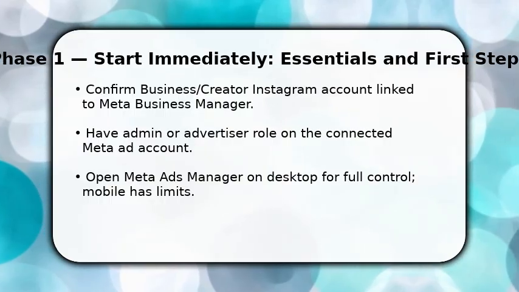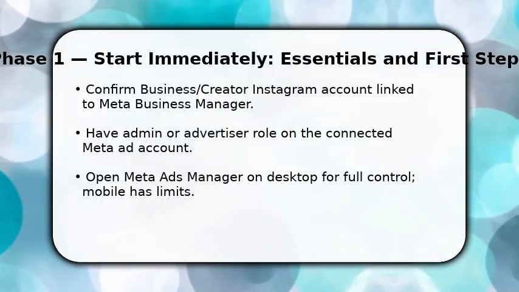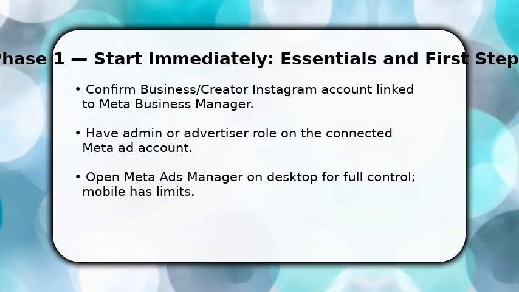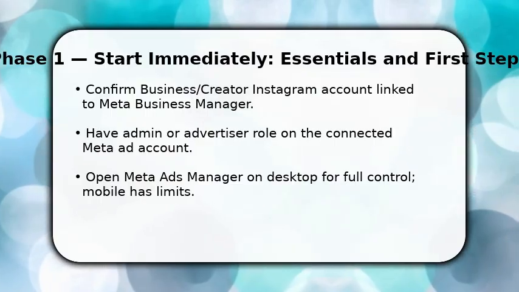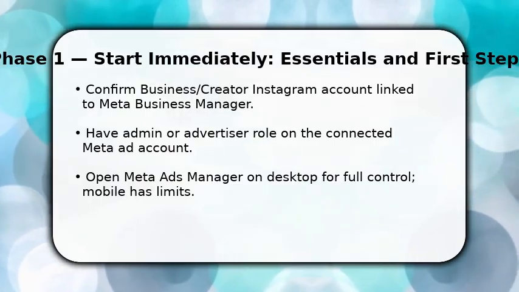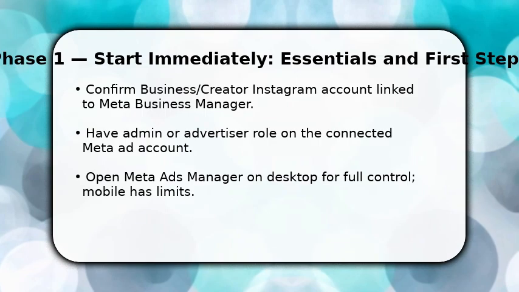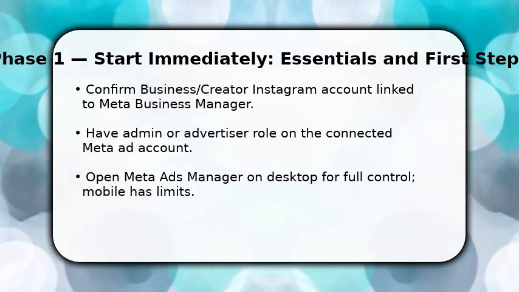You need admin or advertiser role, otherwise, request access now. After that, filter for active Instagram placements so you see only running campaigns. Starting here prevents partial stops and saves time, so make sure your permissions are sorted before continuing.